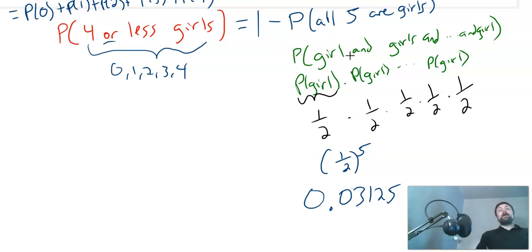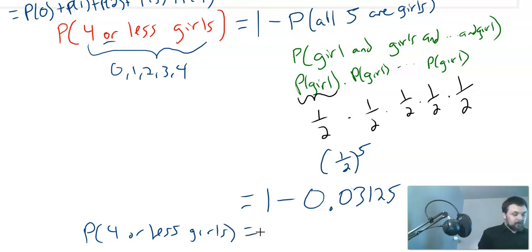We get this. That's the probability that all 5 are girls, but I want to find the probability that there are 4 or less girls. So I want the complement of this, which means I want to take 1 minus that probability to find the probability that there are 4 or less girls out of 5 children.